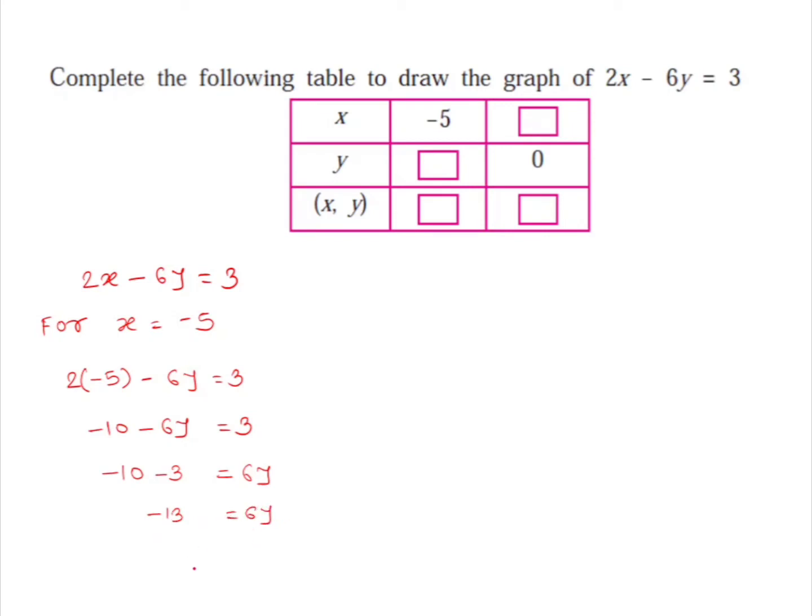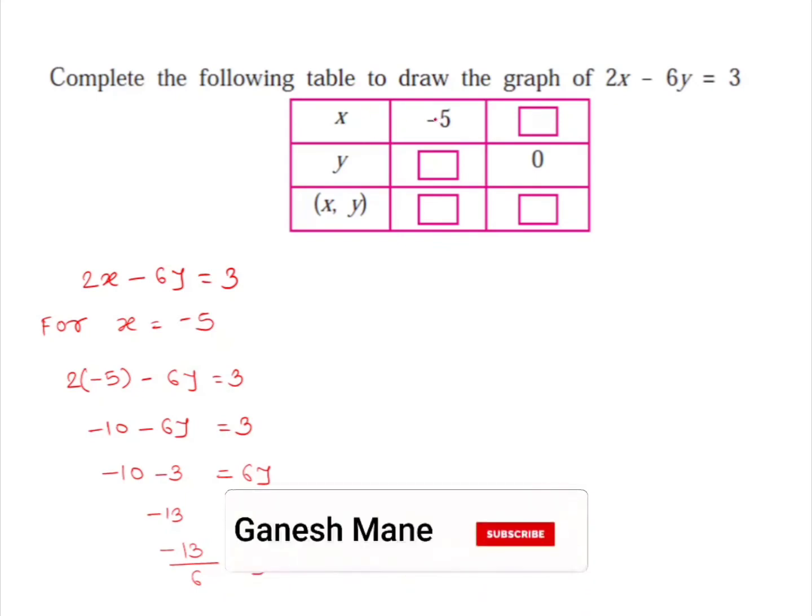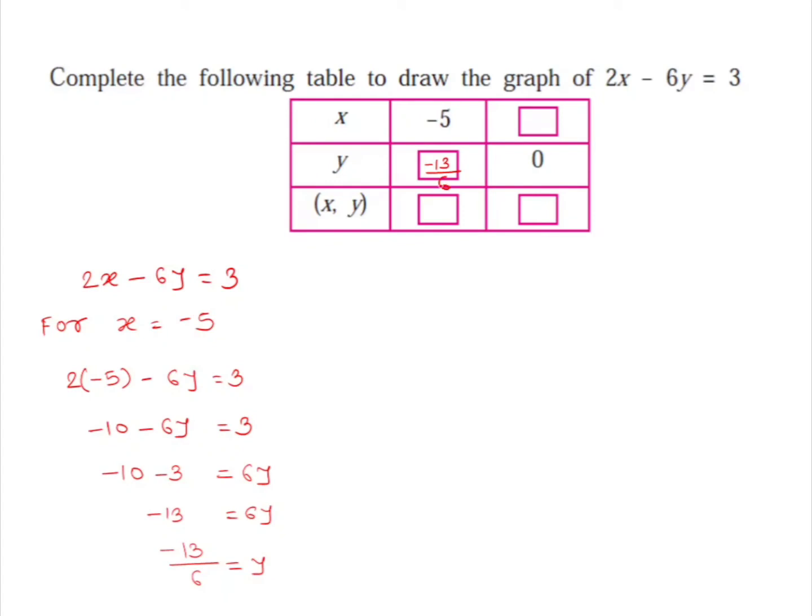If we take 6 to the left hand side, it will be in the denominator, so as to get minus 13 divided by 6 equal to y. So this is the value of y when x is equal to minus 5. So when x is minus 5 we get the value of y as minus 13 divided by 6, and the coordinates would be, firstly the x coordinate, that is minus 5, and the y coordinate is minus 13 divided by 6 as it is. So this is the first coordinate for plotting the graph of 2x minus 6y equal to 3.